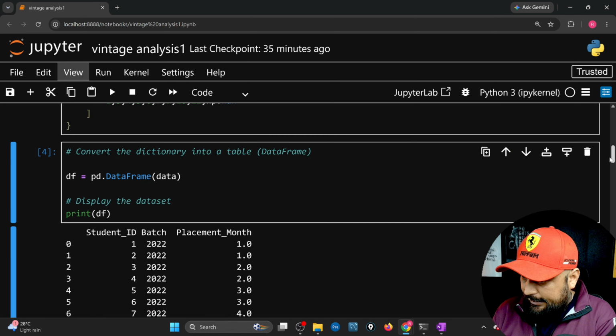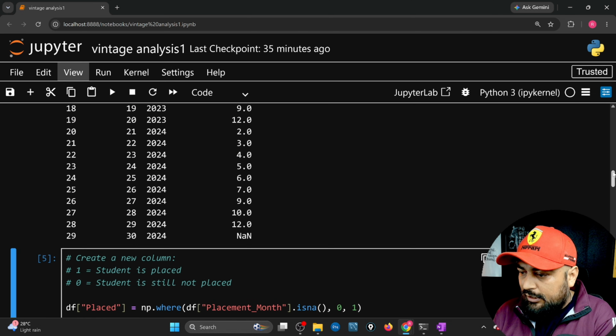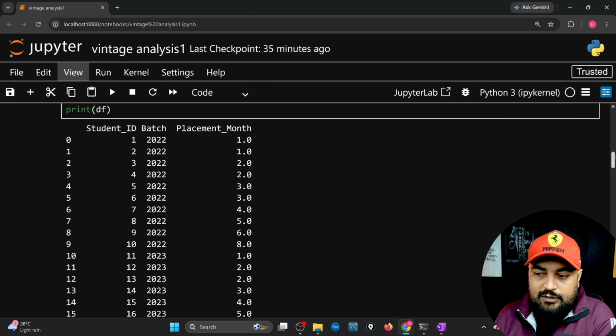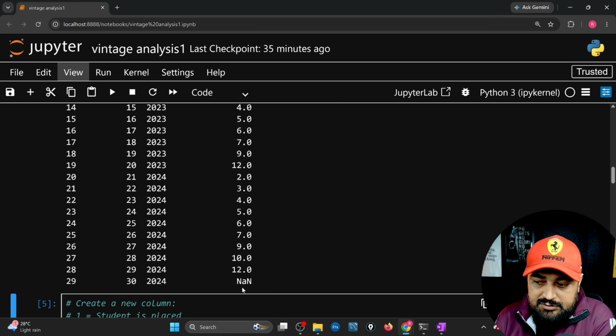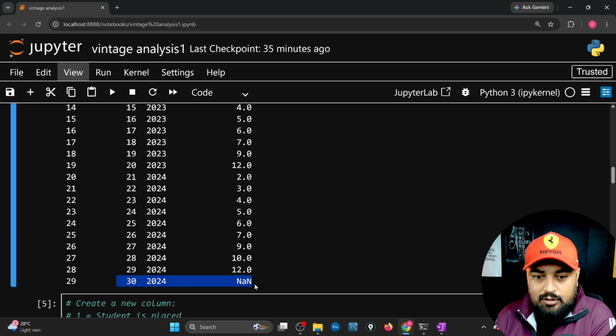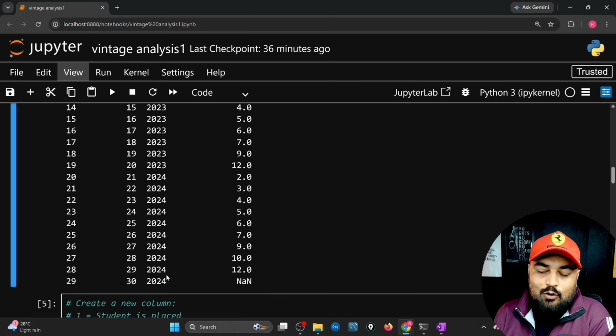My data is also ready now. Now let's run this so that you can see the data. This is the form of the data: student ID, batch and placement month. So you can see how many got placed. There is one student who has not got the placement. You can see that.